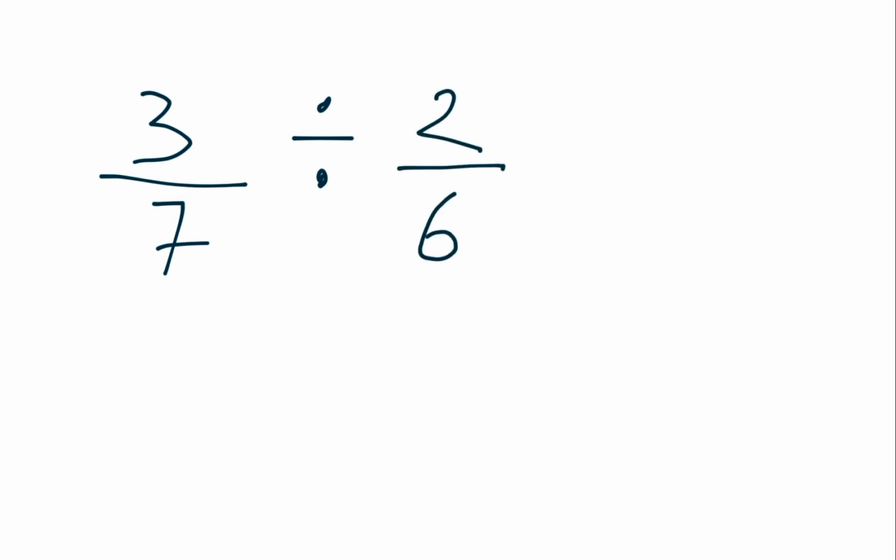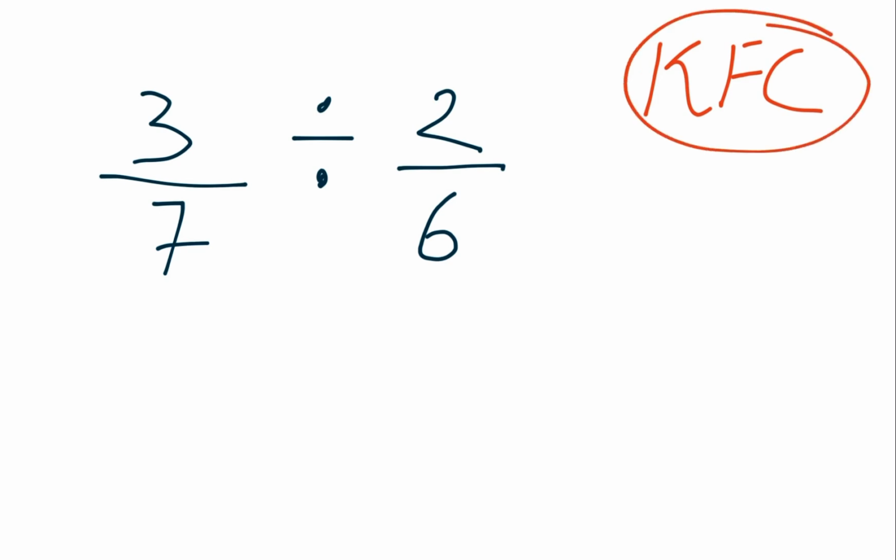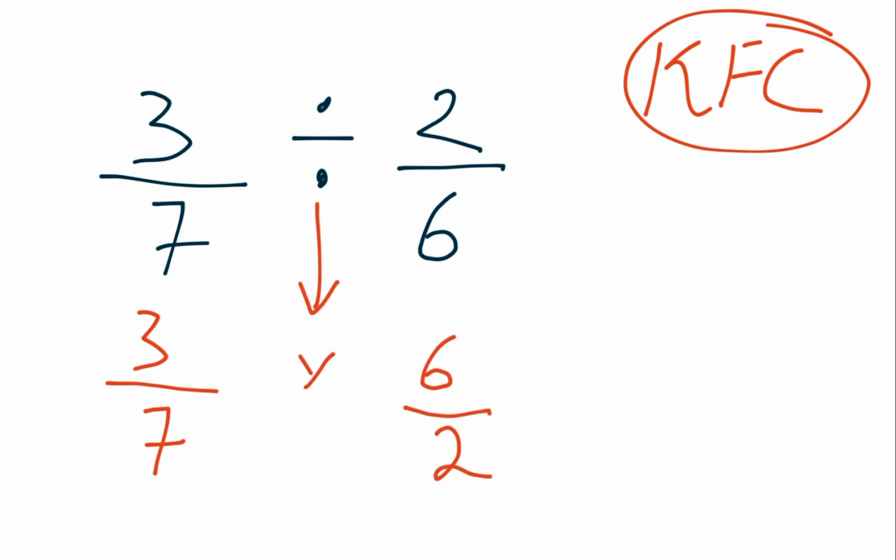Let's try 3/7 divided by 2/6. Again, we write out KFC, and KFC can only be used in division. So we keep, we flip, and we change. Again, we look for the two diagonals. There's nothing in common in each, so we use the rainbow method.